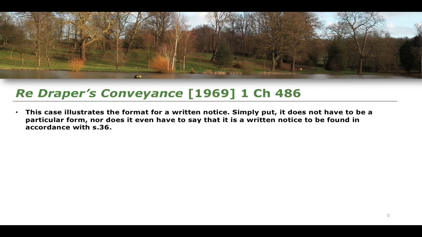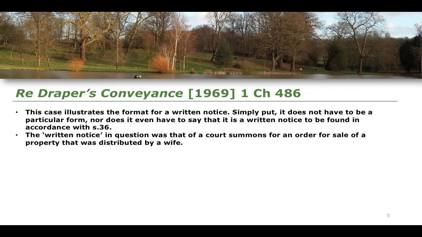Simply put, it does not have to be a particular form. So it is actually quite vague and quite broad as to the extent to which written notice may apply. Nor does it have to say that it is written notice to be found in accordance with Section 36. So even if it doesn't say this is a notice to sever, even if it is just implied that this is a notice to sever, then this would constitute severance on the basis of Section 36 anyway. Written notice in question for this particular case was actually that of a court summons for an order for sale for a property that was distributed by somebody's wife.